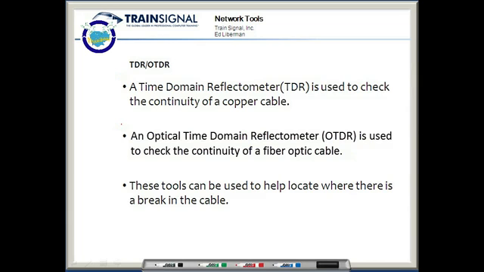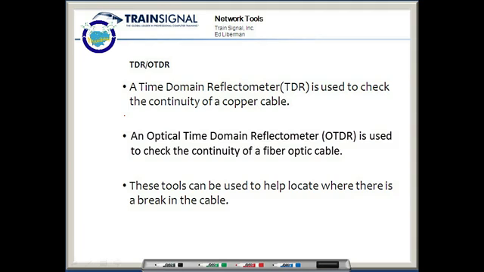Now, next we have the TDR and the OTDR. And really, they're kind of the same thing. TDR stands for Time Domain Reflectometer. Or as a friend of mine used to say, Reflectometer. I don't really care how you pronounce it, but a time domain reflectometer, a TDR, is used to check the continuity of a copper cable. Whereas an OTDR is an optical time domain reflectometer, and it is used to check the continuity of fiber optic cable. Kind of makes sense, right?